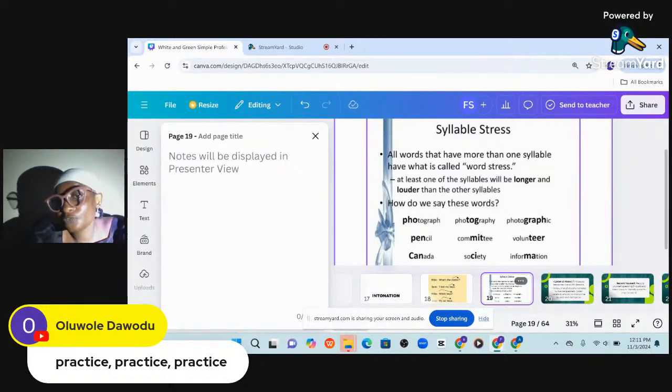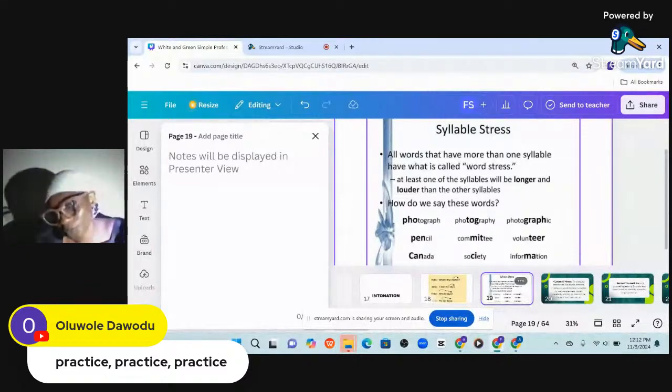Another example, photography. In photography, it has four syllables. Now the stress has moved to a different syllable. Photography. The third word, graphic. Photographic. So these are words that have the same root word, but are all pronounced differently. So for you to understand this better, you must learn stress rules.